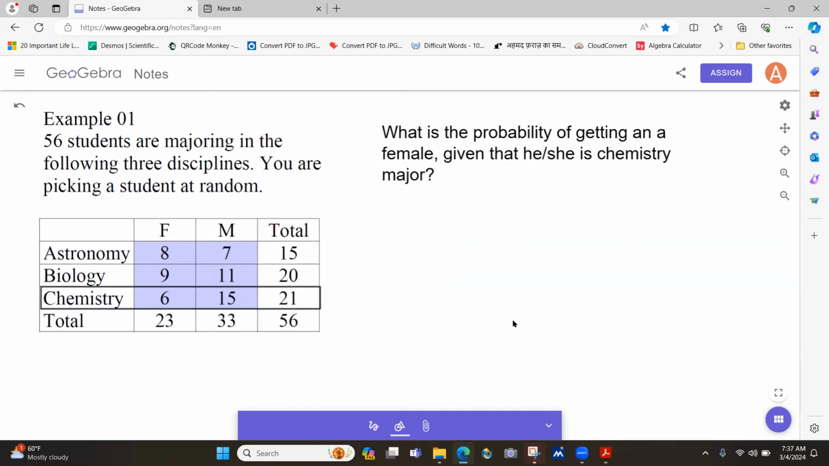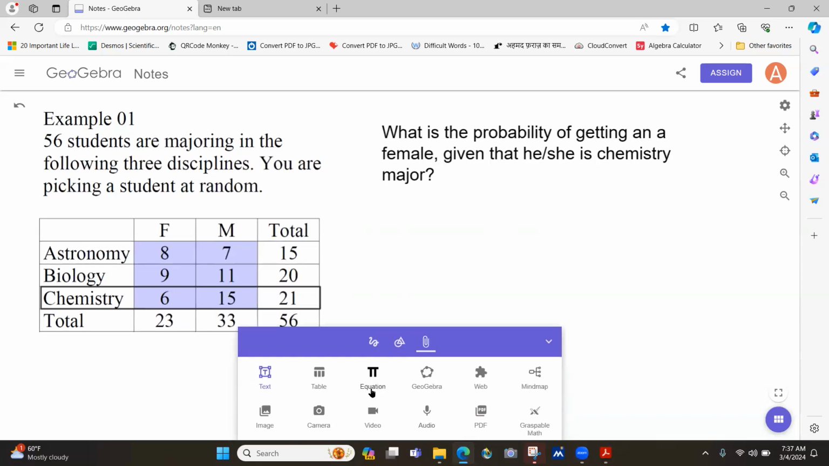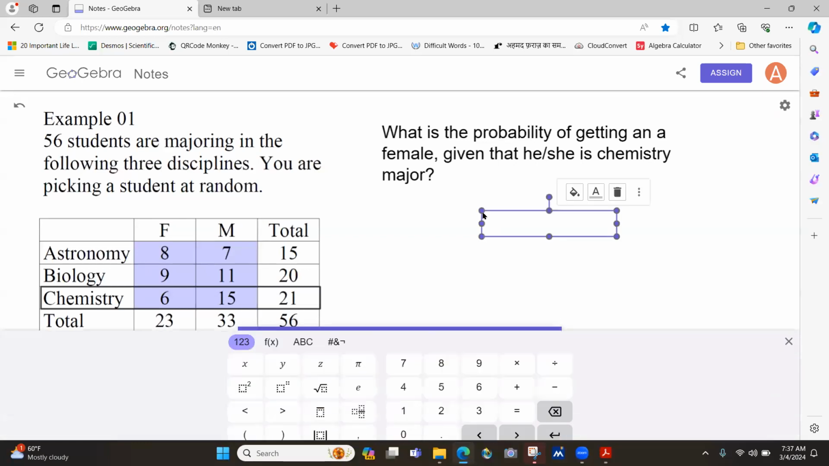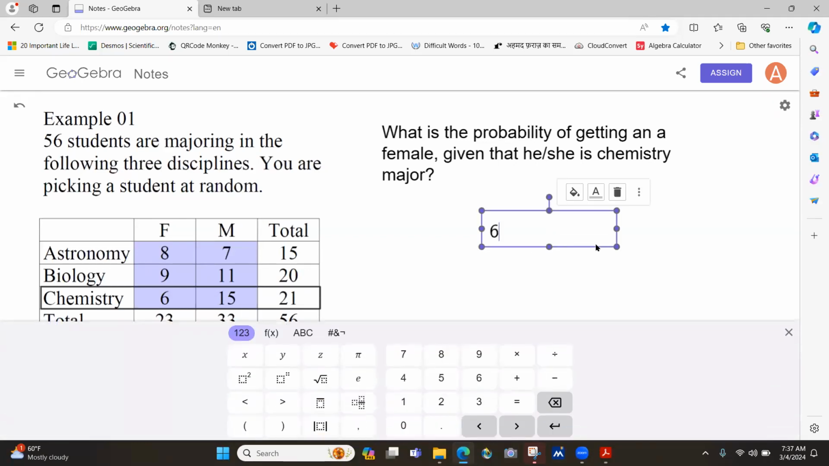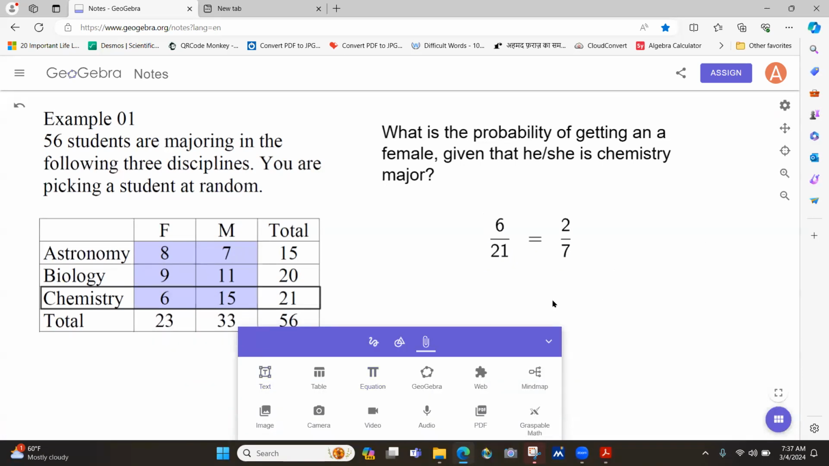Okay. So once we say, given that the person is a chemistry major, it tells you that you don't care about anyone else, you only focus on chemistry majors. What's the probability that a chemistry major will be a female? Well, that's not that difficult. There are 6 females out of 21. Now you can divide both top and bottom by 3. You're going to get 2 over 7. I hope that makes sense.